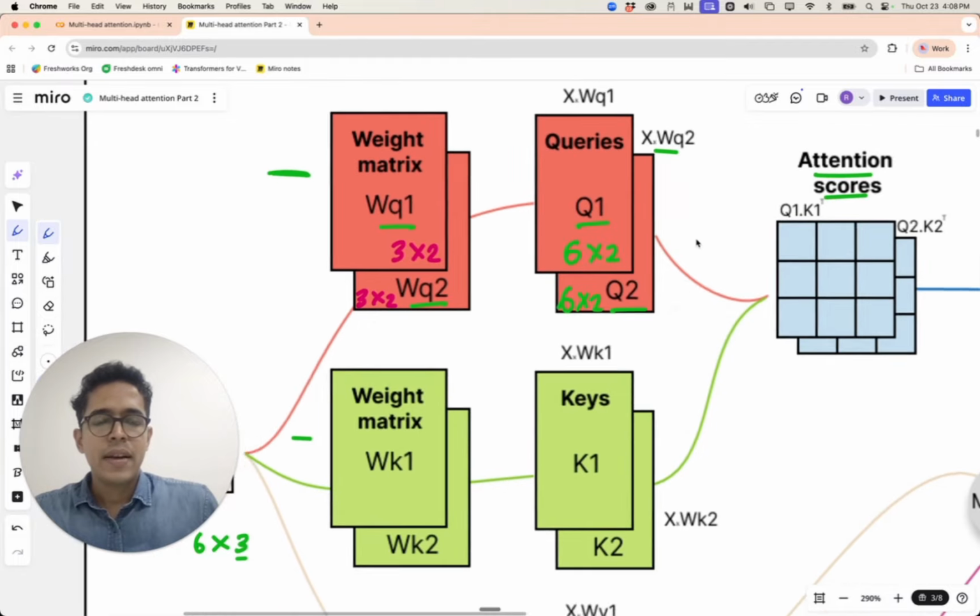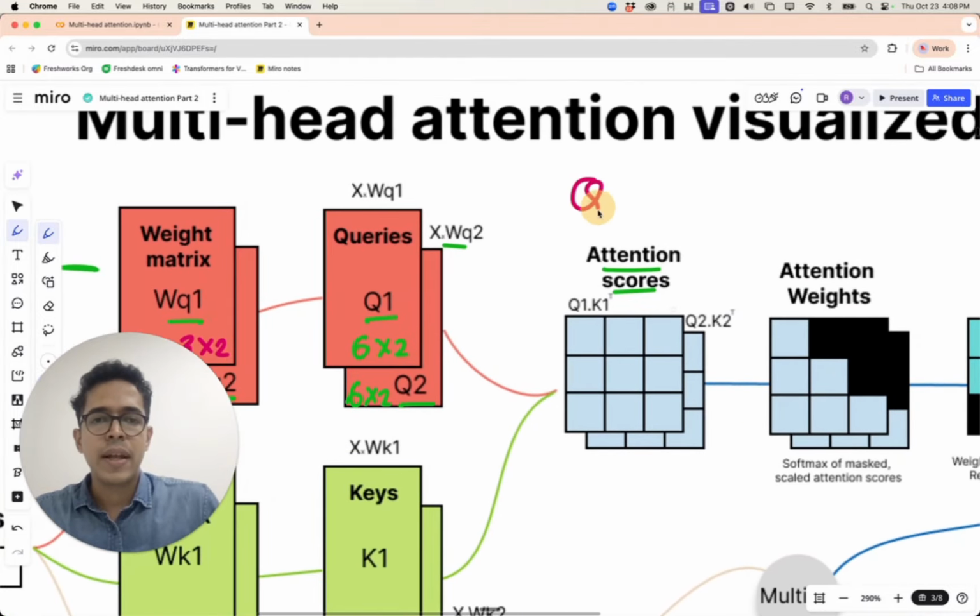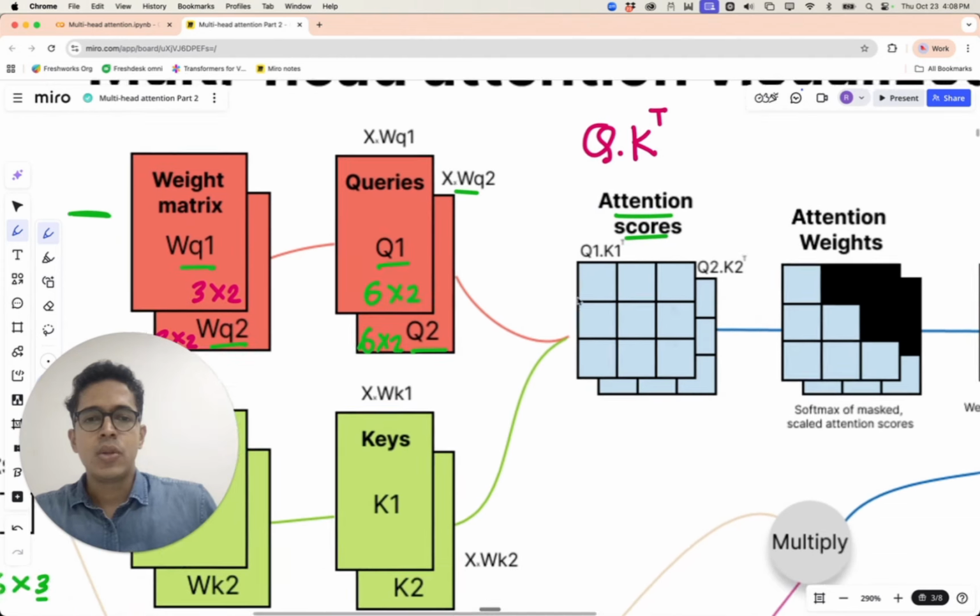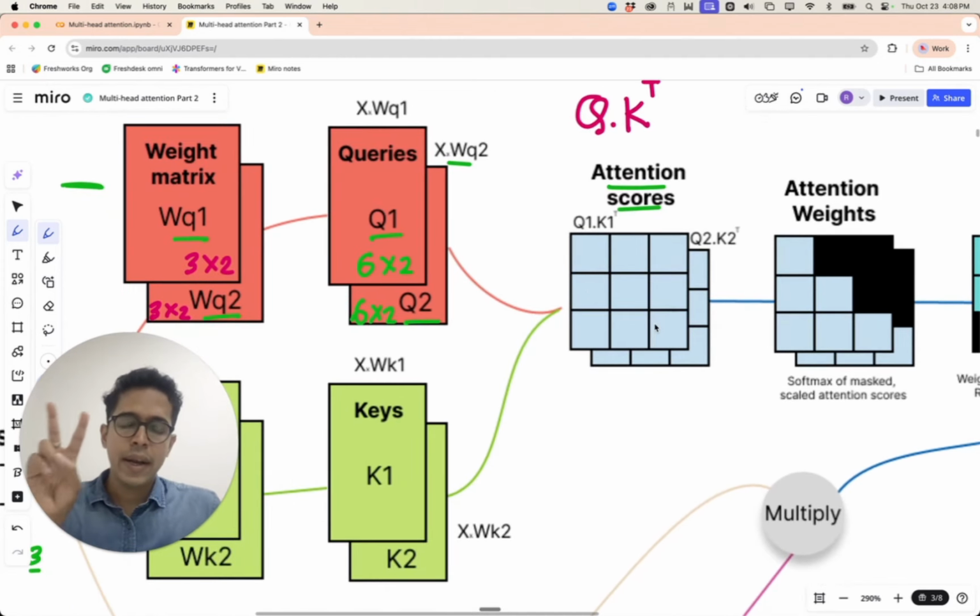Now, to calculate attention scores, usually what you do is you take the dot product between query and key, so Q multiplied by key transpose. So here you now have two attention score matrices, not just one, each of dimension what?